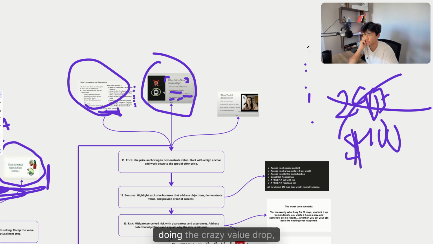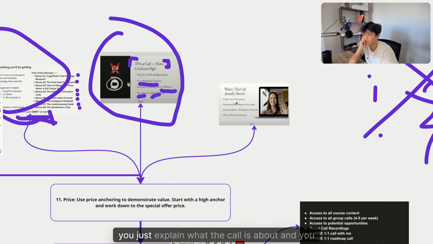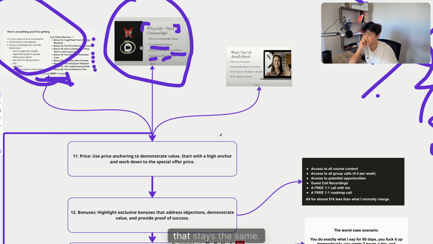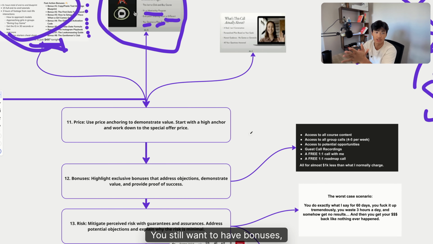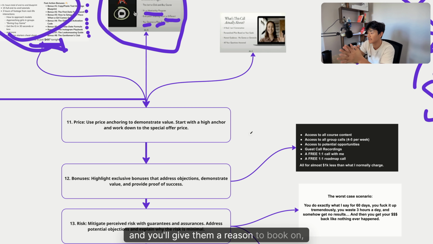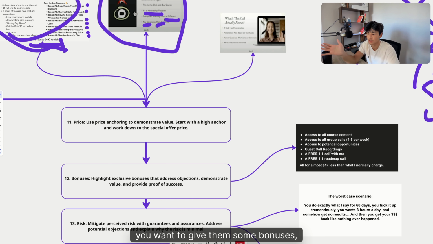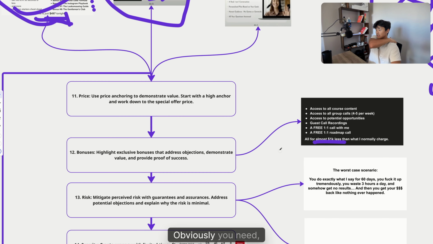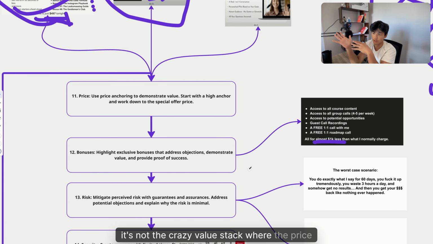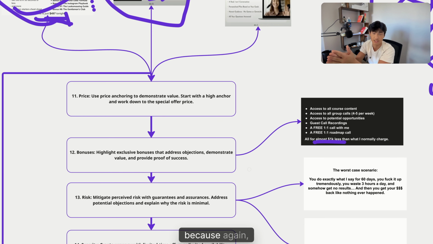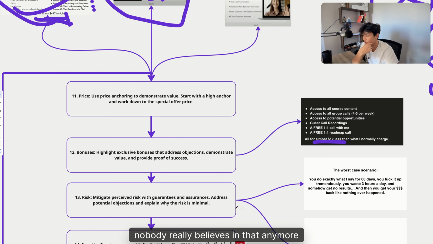So instead of doing the crazy value drop, you just explain what the call is about and why they should book today. That stays the same. You still want to have bonuses, of course, and give them a reason to book today, tonight. You want to give them some bonuses, a discount maybe for being on the webinar. Obviously, you need scarcity, but it's not the crazy value stack where the price drops from 12,000 to 500, because again, nobody really believes in that anymore.